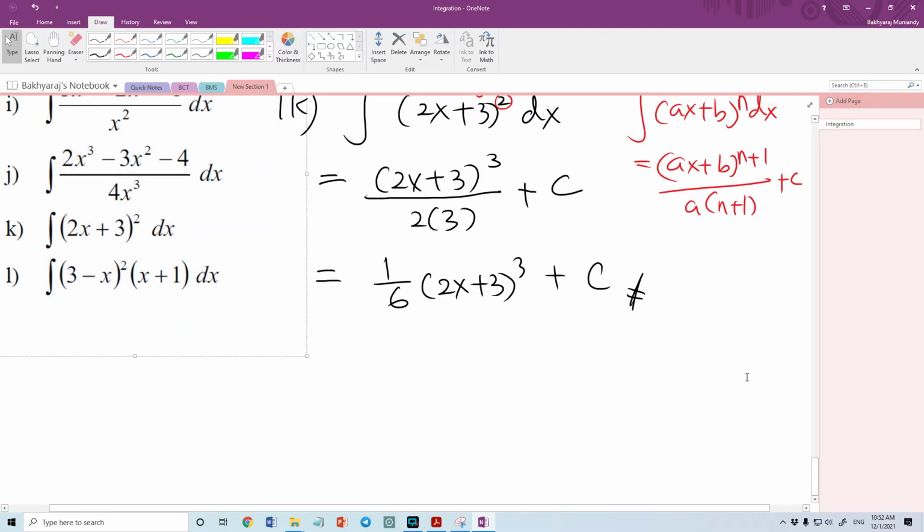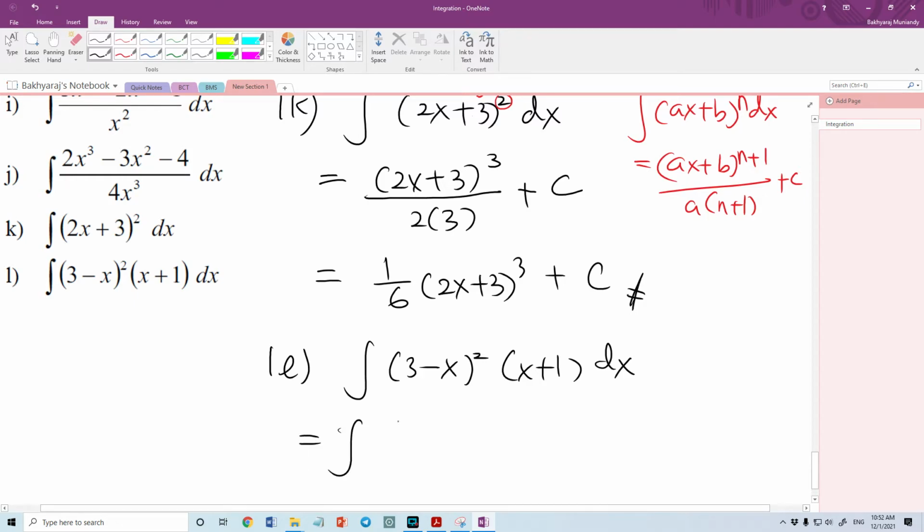Okay, next I'm going for 1L. So 1L is integrate (3 minus x) squared times (x plus 1) dx. So in this case, we need to expand. We have no other choice. We have to expand this.